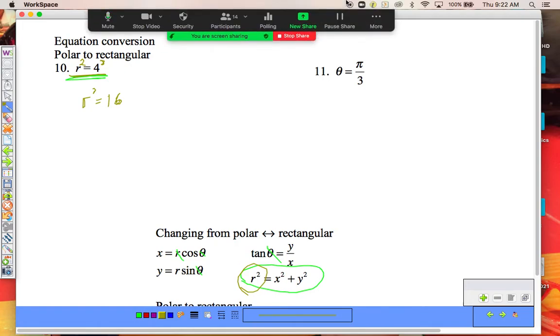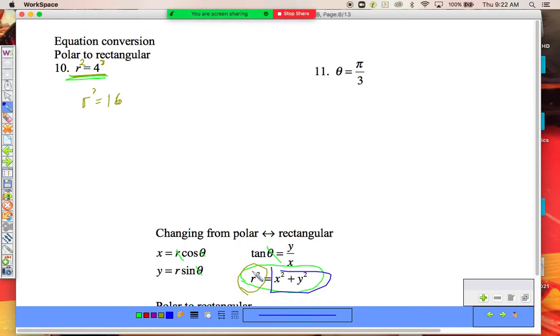And now I'm going to take x squared plus y squared and substitute it into r squared, and get x squared plus y squared equals 16. And we're done. So I'm manipulating my polar equation so I can substitute into it to get rid of the r's.